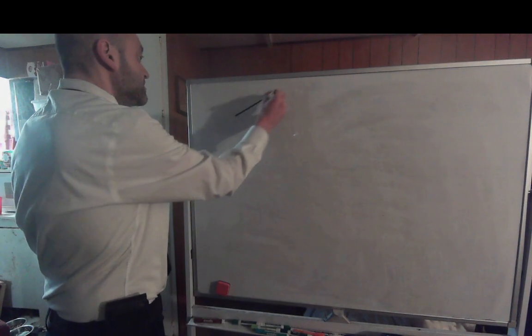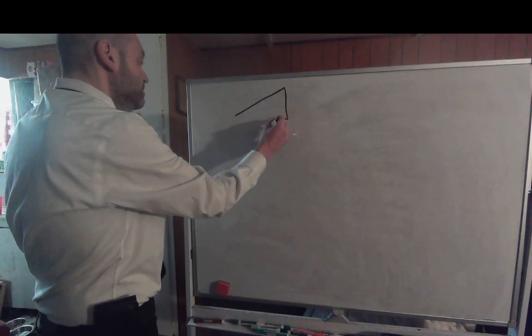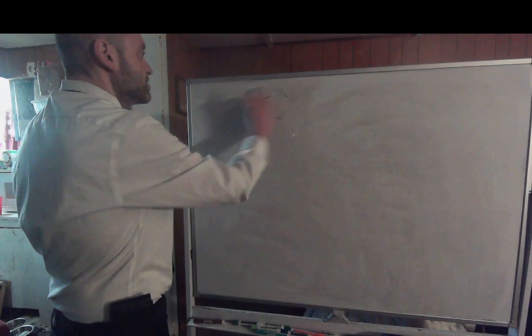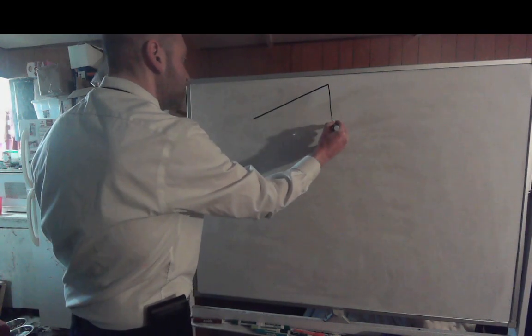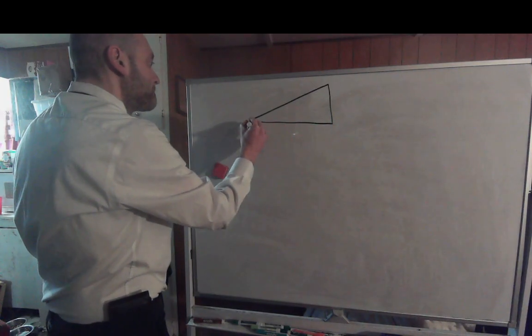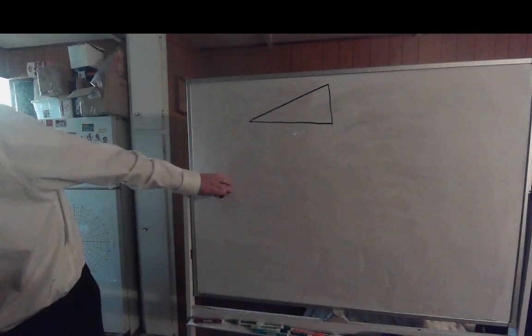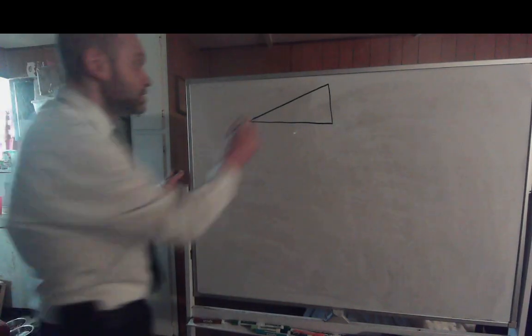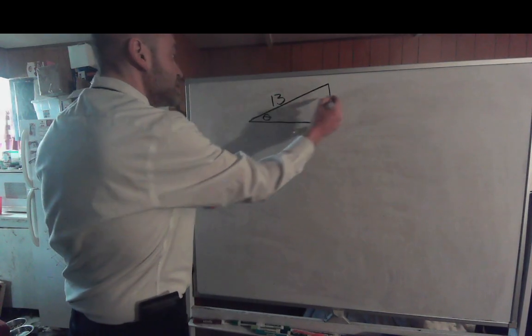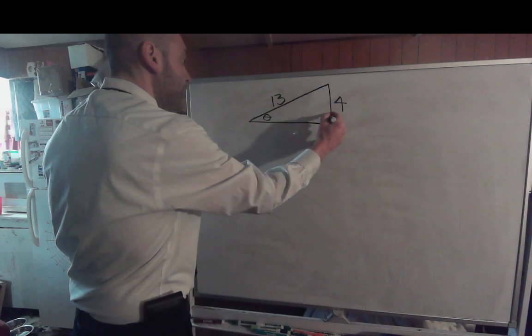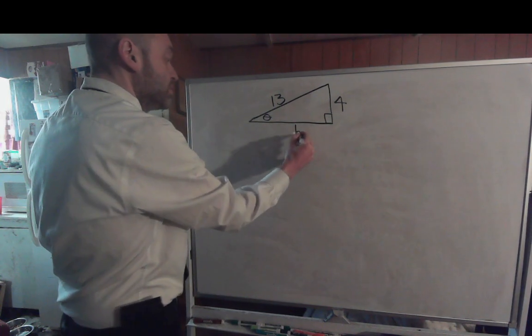I don't know why I erased the triangle. I did not mean to do that. Let me draw this a little bit bigger so you can see the scale of them. Here's theta, 13, 4. And again, we don't know this side.